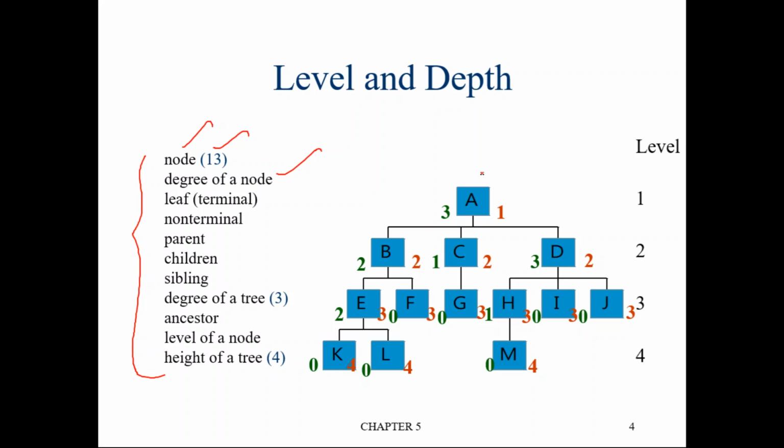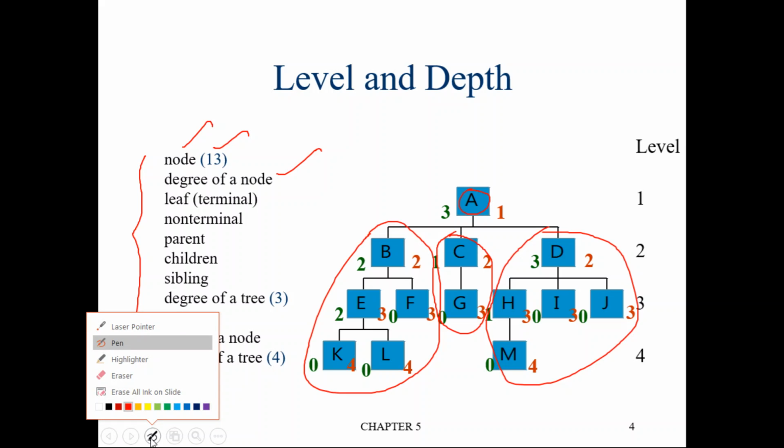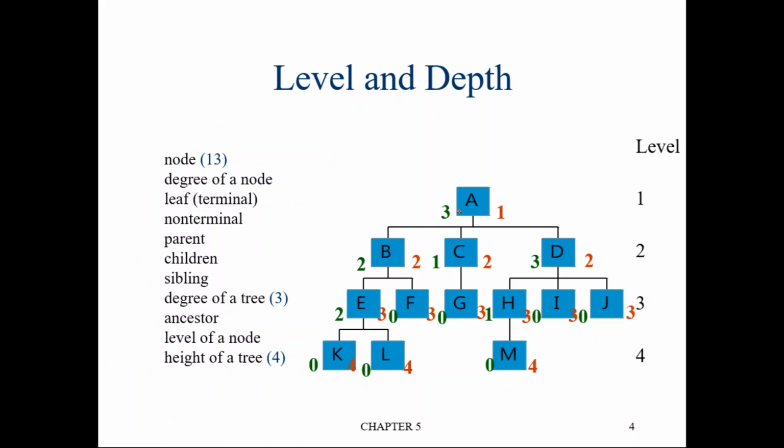If you take node A, how many subtrees does it have? It has 3 subtrees. B is one subtree, this is another subtree, and this is another subtree. So the degree of a node is nothing but the number of subtrees that particular node has. Node A has 3 subtrees, so its degree is 3.